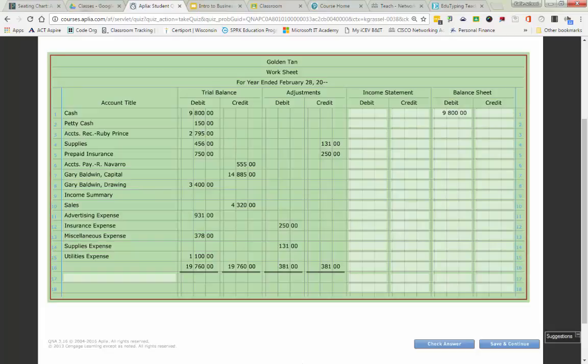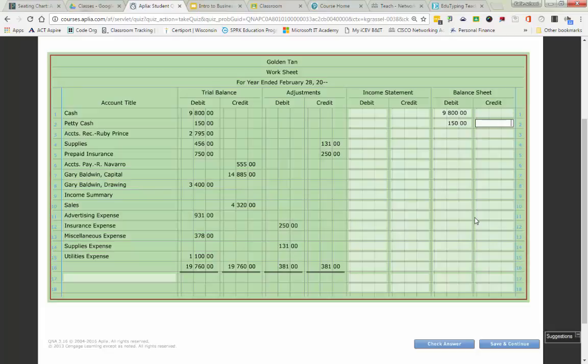Fox, petty cash is what type of an account? What column does it go in? Yes. So I take a look at petty cash, a trial balance of $150, nothing in the adjustment column. So it's going to go over here on the balance sheet for $150 because it is an asset, and assets go on the balance sheet column.